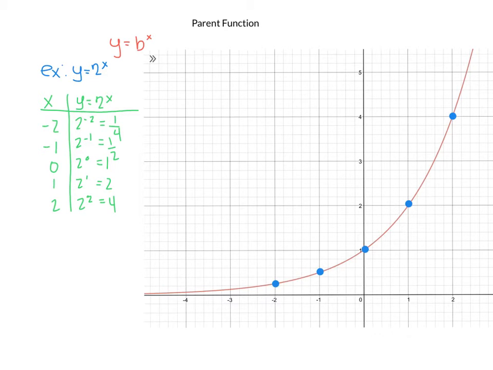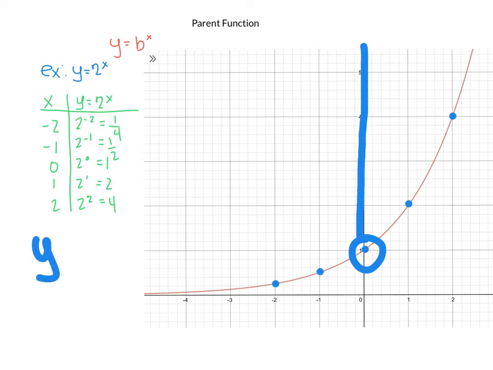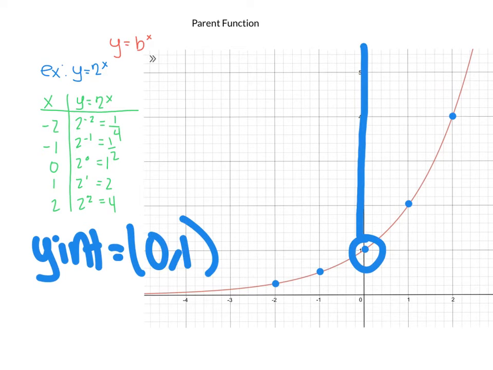Now we're going to find the y-intercept. Based on looking at this graph, to find the y-intercept, you need to look on the y-axis, which is right here. And as you can see, on the y-axis, there is one point, which is right here. So that means that the y-intercept has to equal (0, 1).